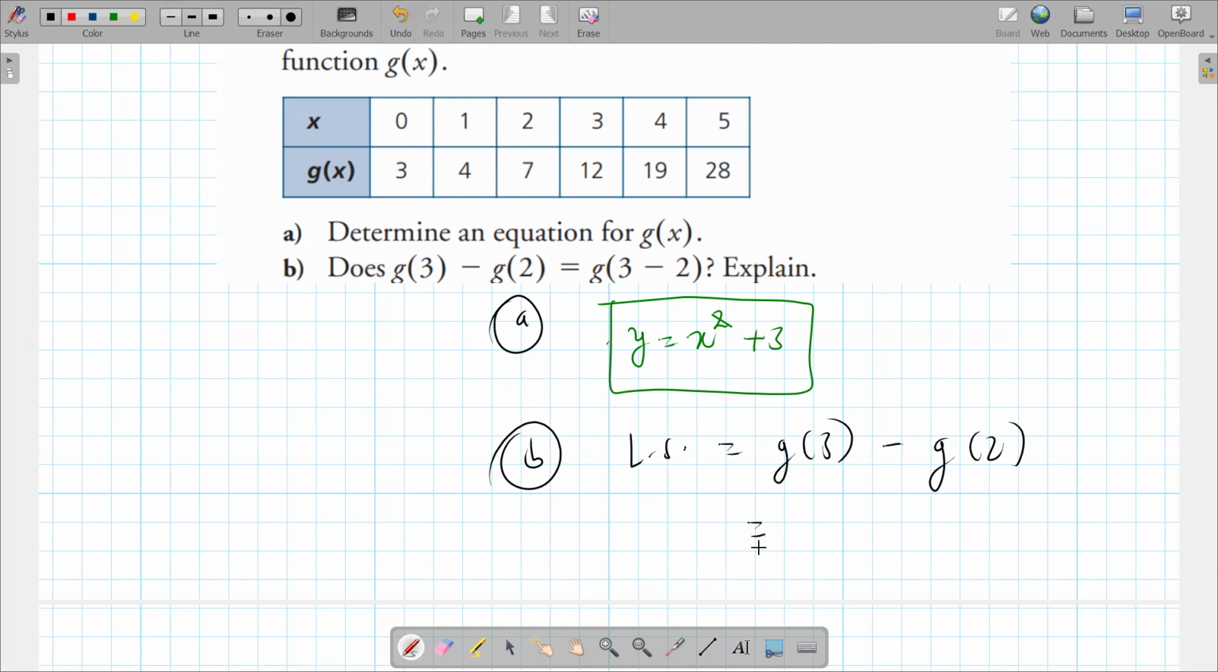It's 12. Well, what's G2? 7. That answer is a 5. So on the left side, you get a 5. What's G3 minus 2?